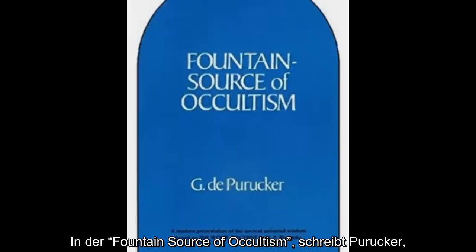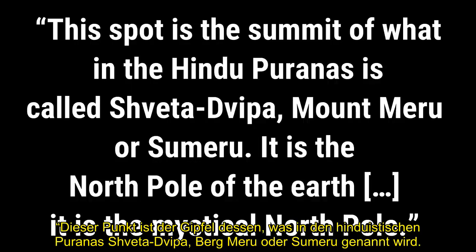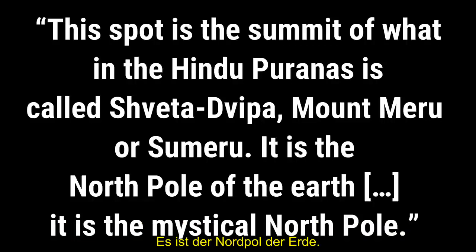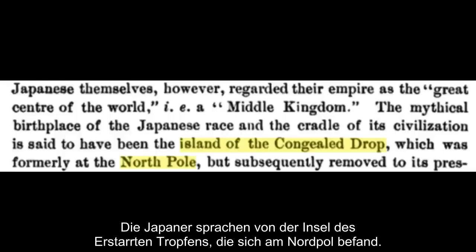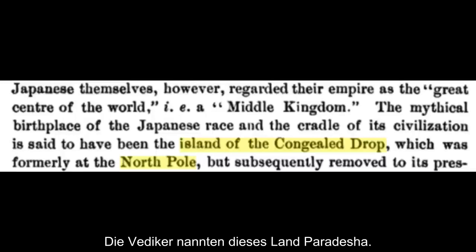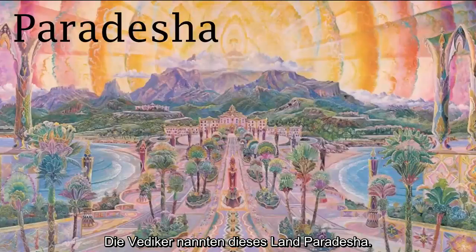In the fountain source of occultism, Paraka writes, this spot is the summit of what in the Hindu Puranas is called Shveta Dvipa, Mount Meru or Sumeru. It is the North Pole of the Earth. It is the mystical North Pole. The Japanese spoke of the island of the congealed drop, which was placed at the North Pole. The Vedics called this land Paradisha.